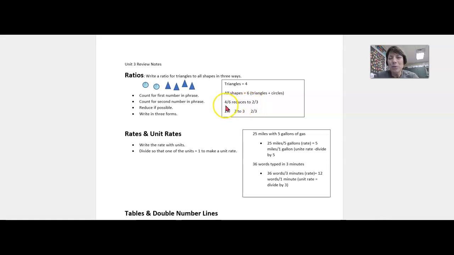If we reduce that, both of those can divide by 2, so that reduces to 2/3. And then writing it in the 3 ways would be 2:3, 2 with the word "to" 3, and then 2/3. And so my directions over here just say count your first number first, count your second number, make it a fraction, reduce it if you can, and then write it in the 3 forms.